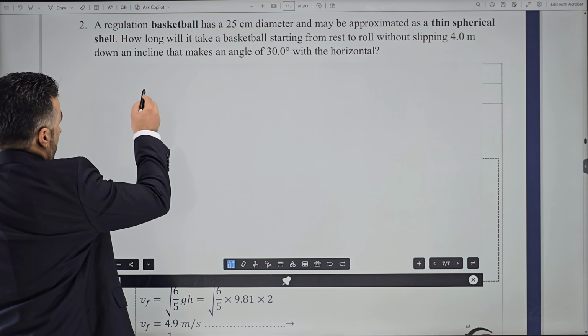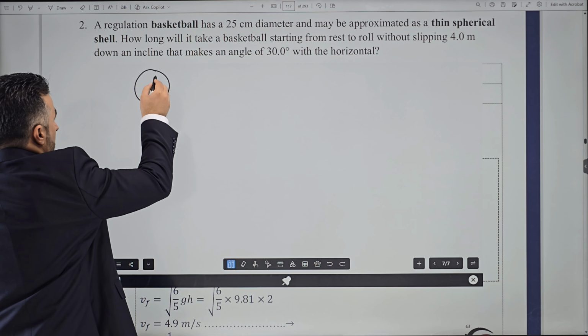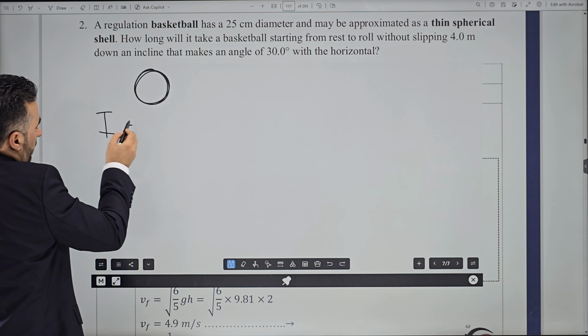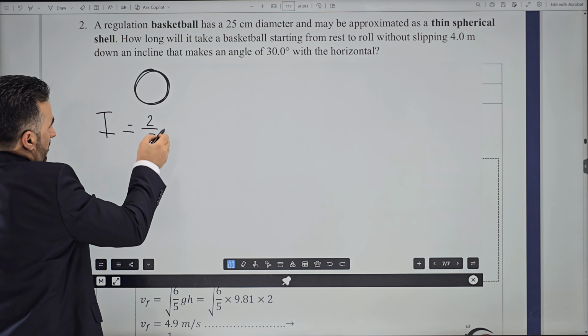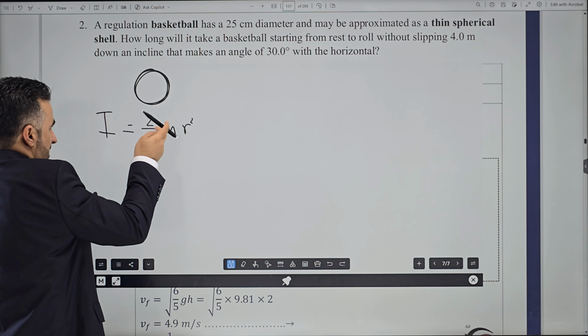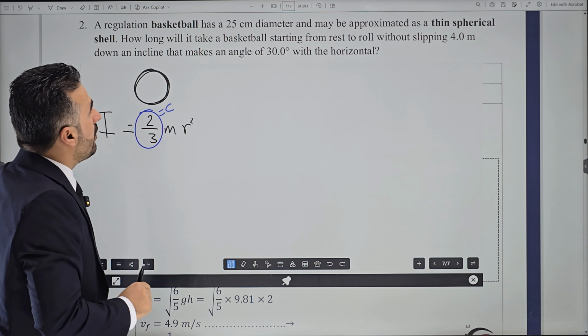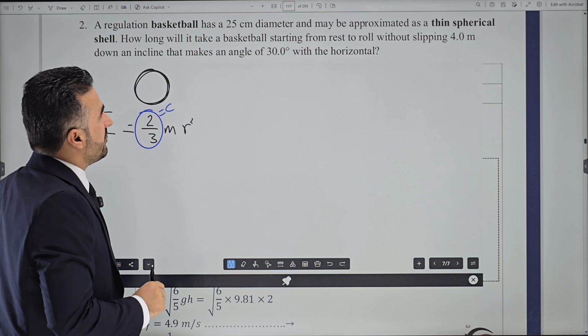Remember, the shape or the moment of inertia for a basketball is considered as a thin spherical shell, and the moment of inertia for it is 2/3 mass times radius squared. At this point, we just need this factor here. Remember, we call this one c. Okay, that is first. It says the basketball has a 25 centimeter diameter. It may be approximated as a thin spherical shell.